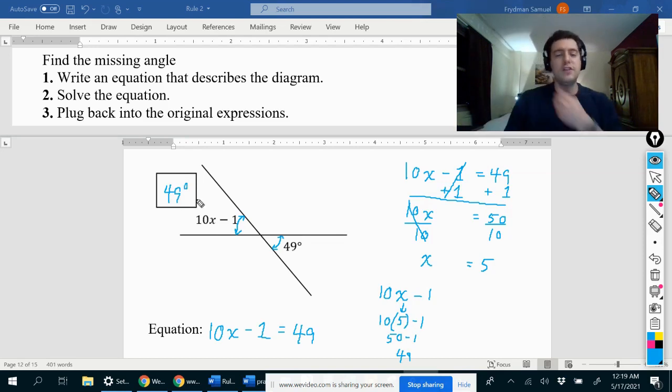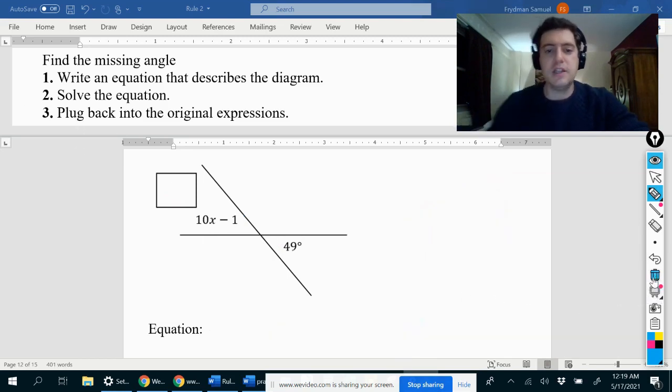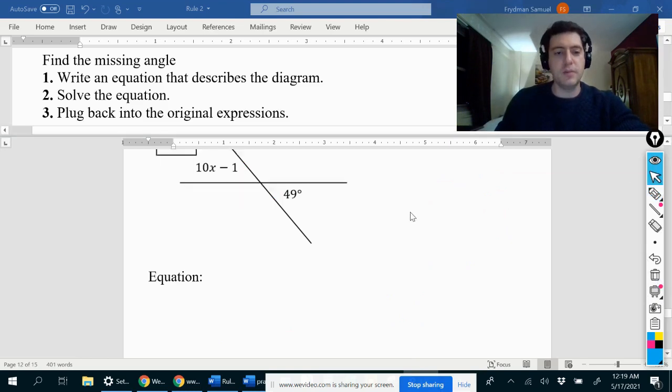Now, could we have figured that out another way? Yes. If we know that vertical angles are equal to each other, then since this is 49 degrees, this would also have to be 49 degrees over here. But it's just practice using these steps over here. Okay, so let's continue on to the next problem.